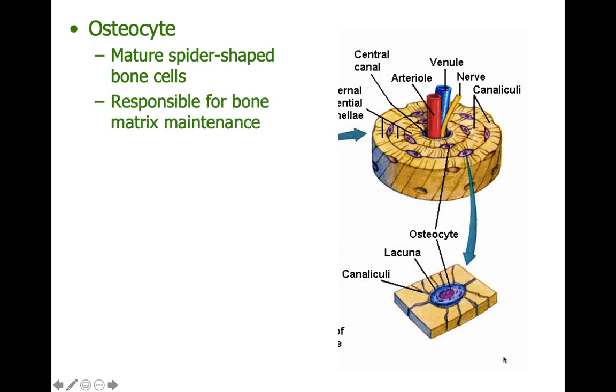Osteocytes are responsible for bone matrix maintenance. We had cells, the osteoblasts, that make the bone matrix. We have osteoclasts that break it down. The osteocyte just kind of keeps the status quo, right? Make sure that everything is running and it's staying in good working order.